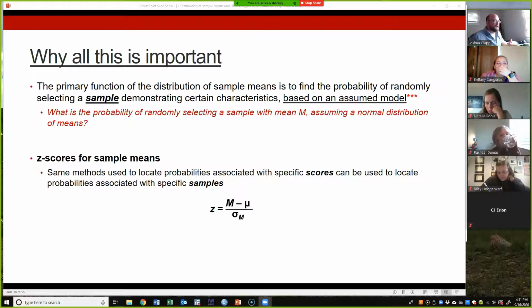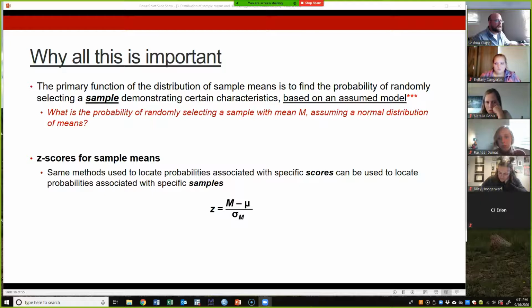I'm using model very broadly. I'm assuming that something is true in the world, making some guess about the parameter of some population of interest. We use our distribution of sample means to identify the probability of selecting a sample with certain characteristics relative to what I assume the population should be, based on my theory or hypotheses. So the question is: what is the probability of randomly selecting some sample with mean M, assuming a normal distribution with certain characteristics?